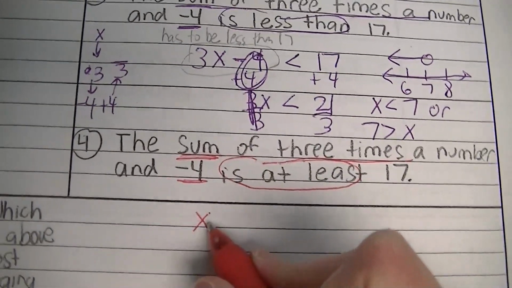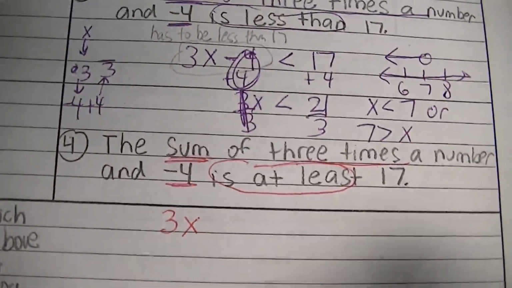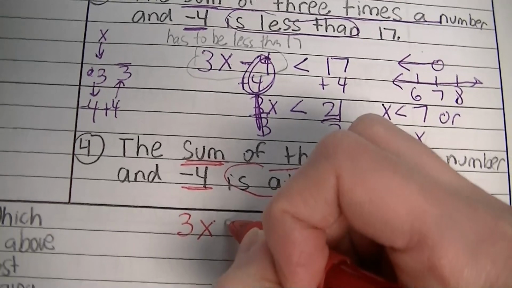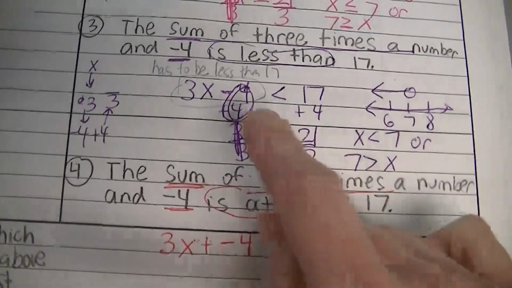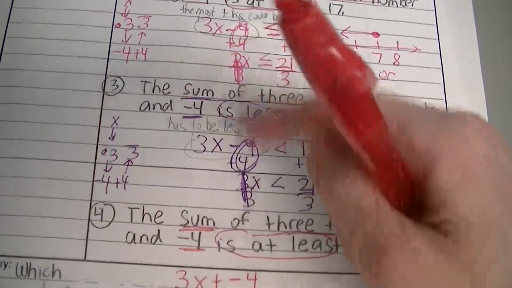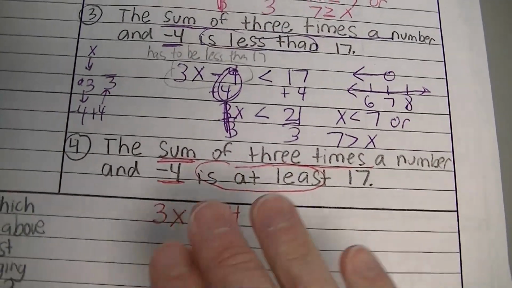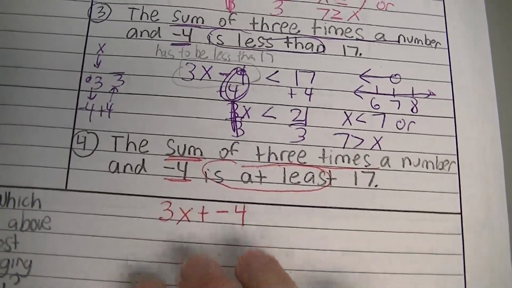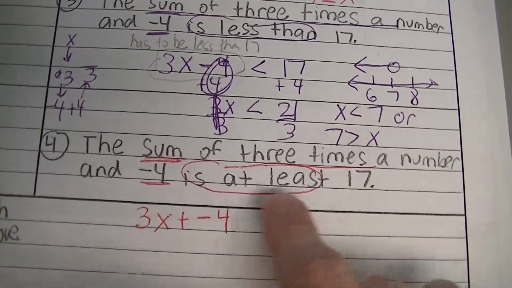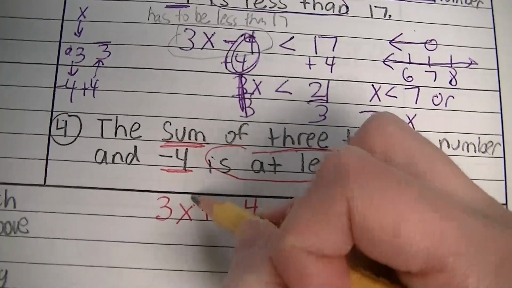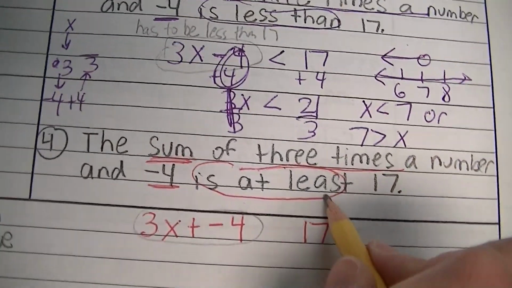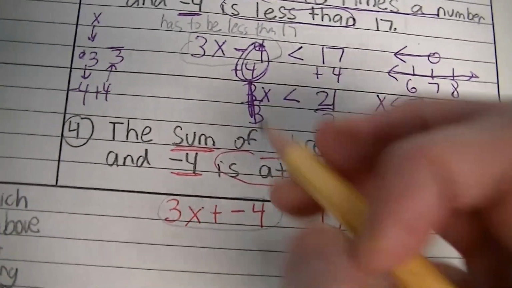Okay, 3 times the number, there's my number. And the sum of it, so plus a -4. I'm going to keep that plus a -4 just so you can kind of see it, okay? And all the other ones, I kind of kept it like that because they're all very similar. But notice how it's going to be exactly the same. It's not going to be scary, all right? So now we are comparing it with 17. Okay, so the little note I'm going to write to myself, this right here, it's at least 17. This has to be at least 17.